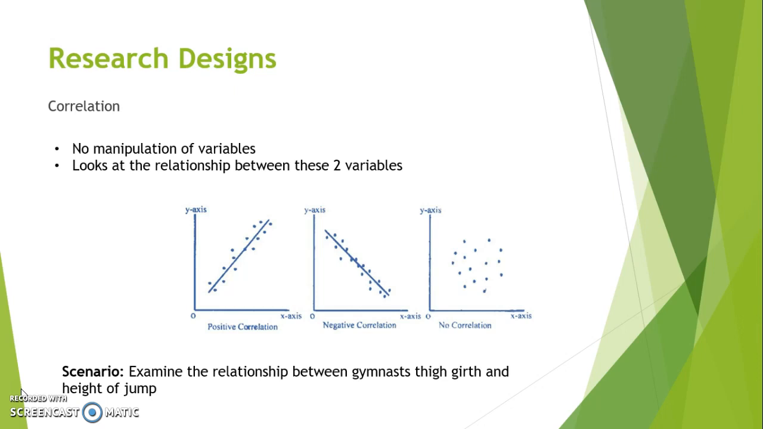research design to look at is correlation. This has no manipulation of the variables, and it looks at the relationship between two variables. So this will obviously end up in a graph sort of situation. It will look at whether there's a strong correlation between two, whether the x-axis or the independent variable affects the dependent variable. And the scenario would be examining the relationship between a gymnast's thigh girth and height.